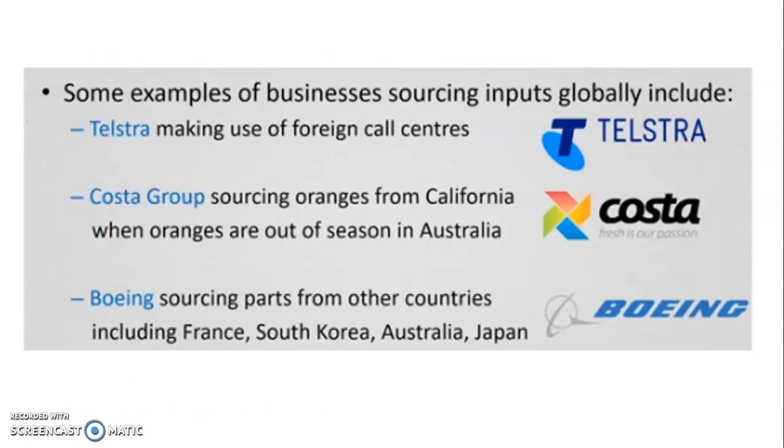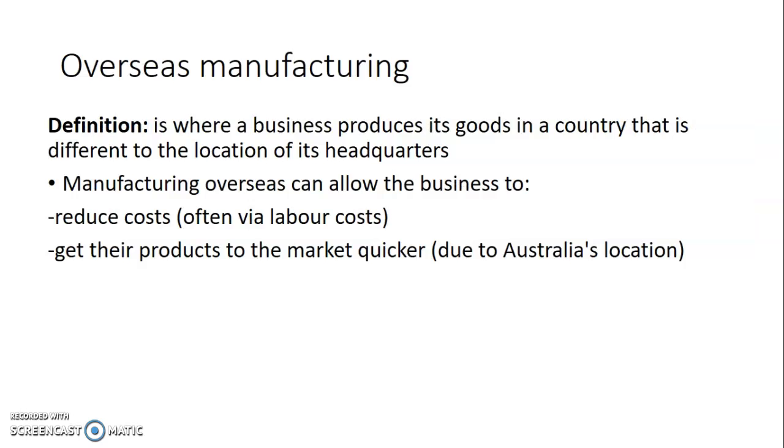So a couple of really key examples of this. We know Telstra has call centers overseas. The Costa Group goes through and gets oranges and stuff like that from overseas. Boeing, the people that make the Boeing aircraft, actually go to France and South Korea. They've got an area set up in Australia, and they get different inputs from those different countries for their products.